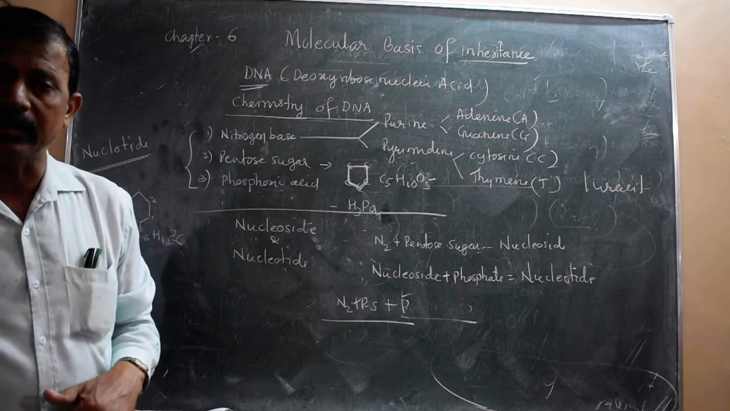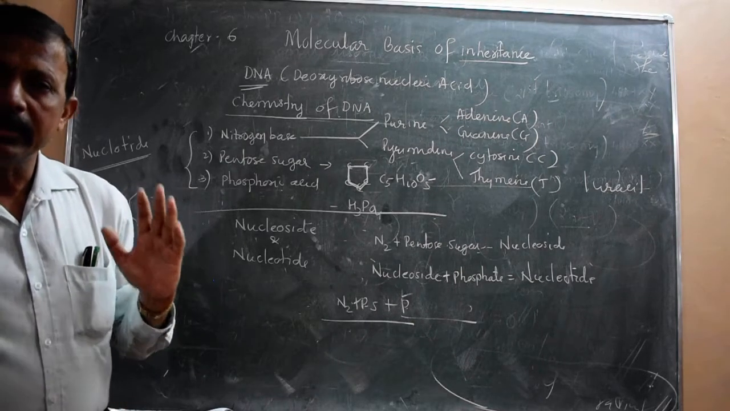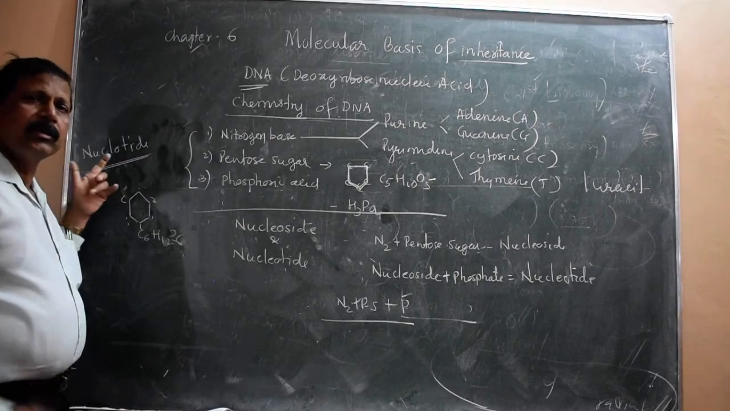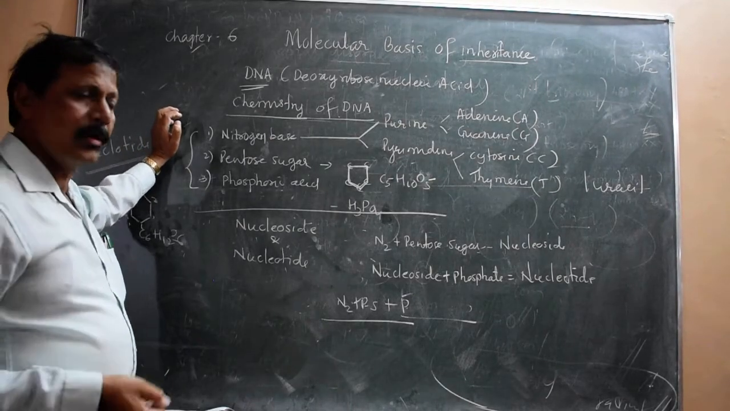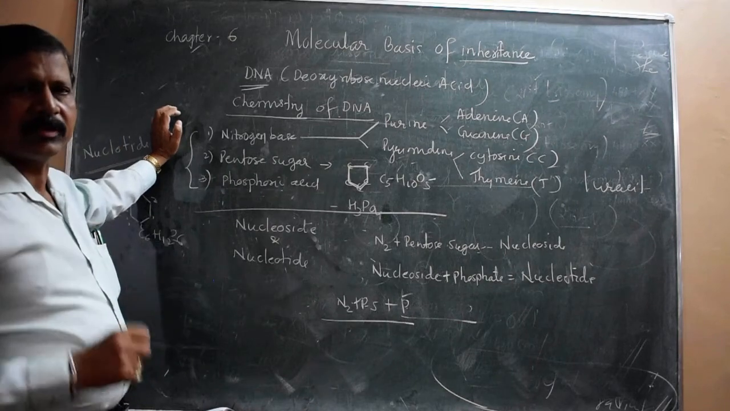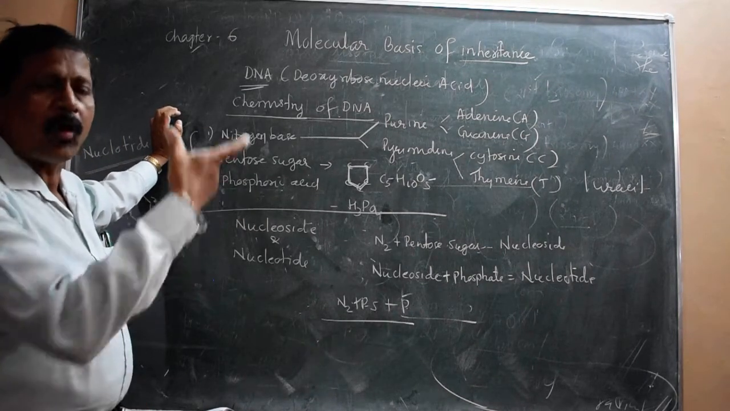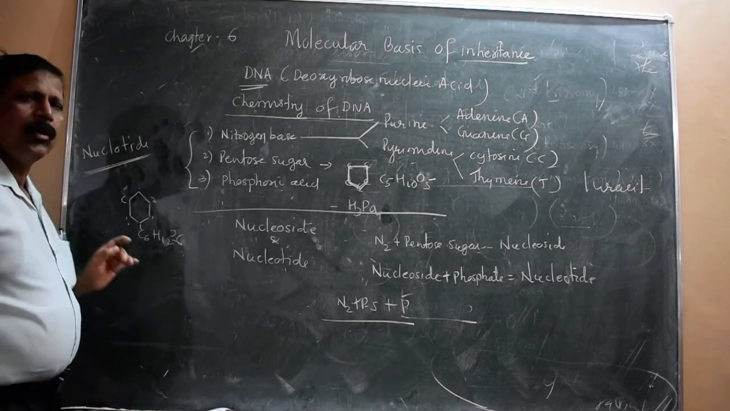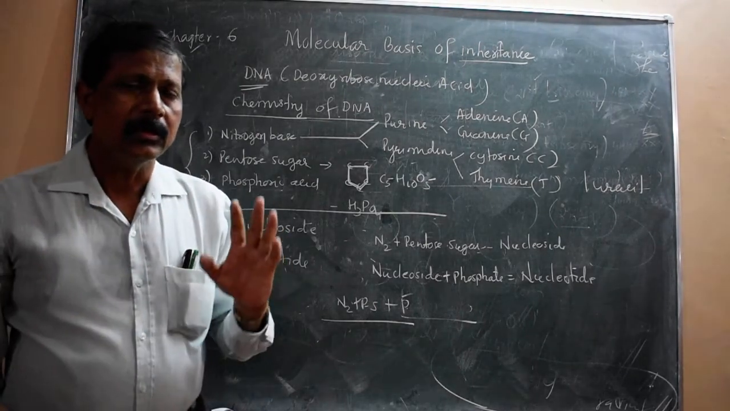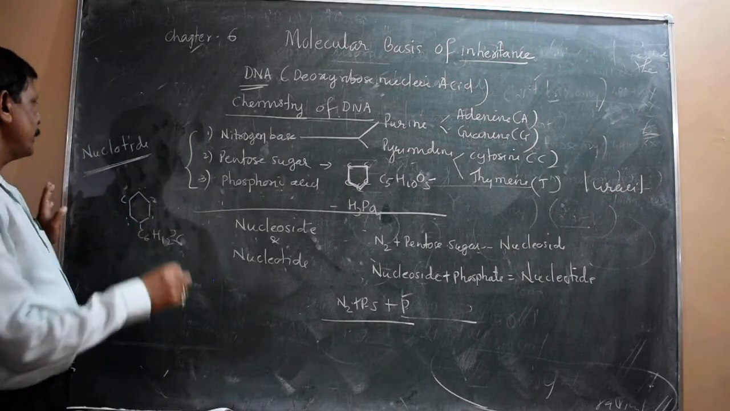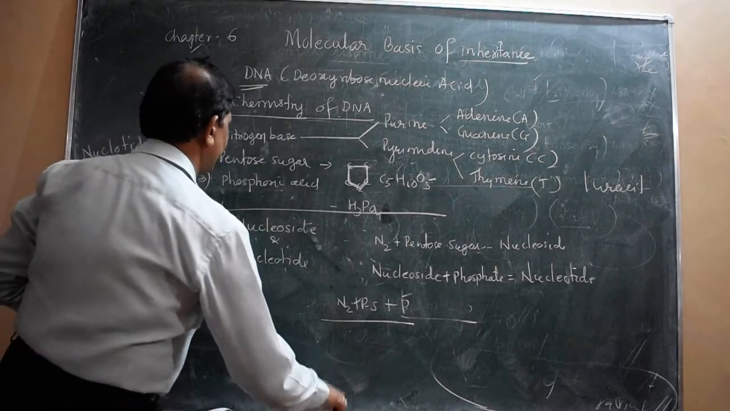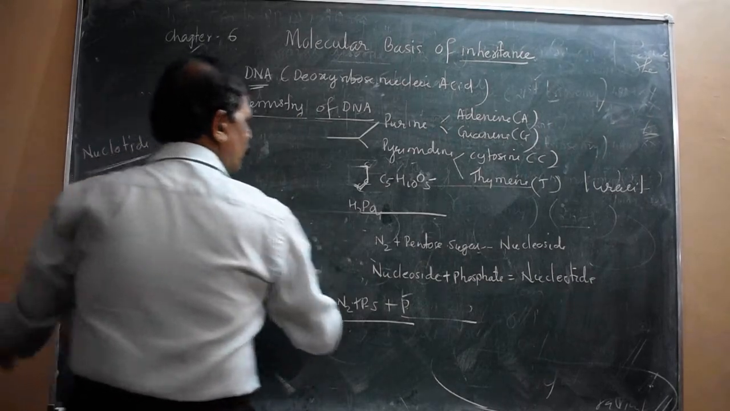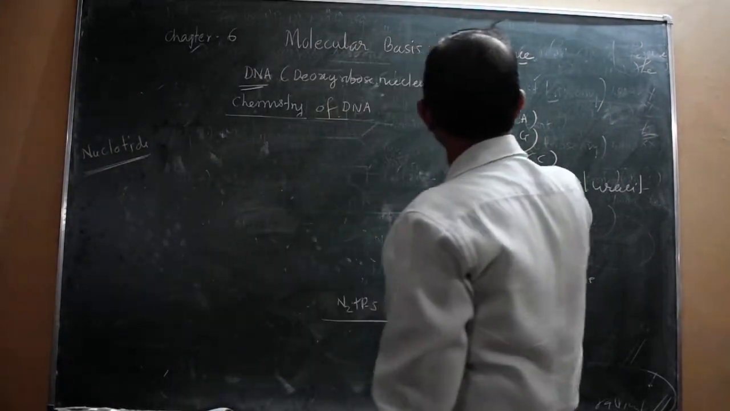Means, in other words, to form a DNA molecule what is required? Nucleotide. So nucleotides get together to form one long DNA segment. In other words, a long DNA segment contains a large number of nucleotides. Large number of what? Nucleotides. So in this way, the nucleotide formation takes place. For example, one example we will take here, for the nucleoside and the nucleotide.